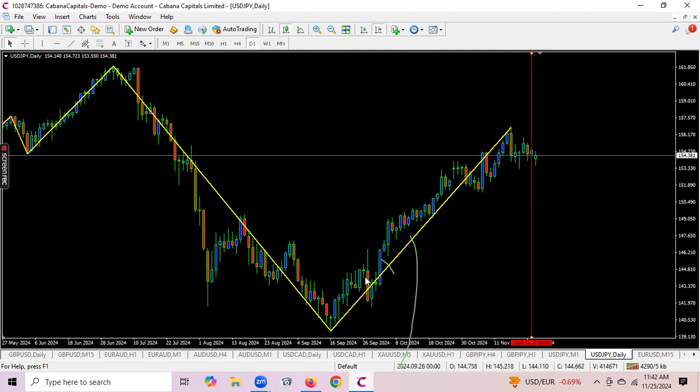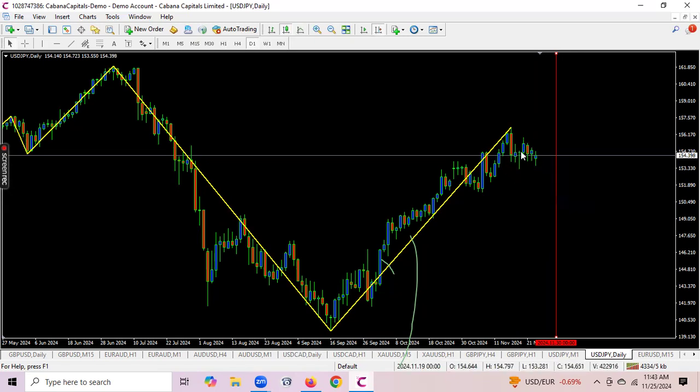But if you look at the structure on a daily time frame, what we have here is a bullish structure. Based on the structure, I think USDJPY is still bullish on a daily time frame. This is a bullish structure. So right now, the bulls are still in control.